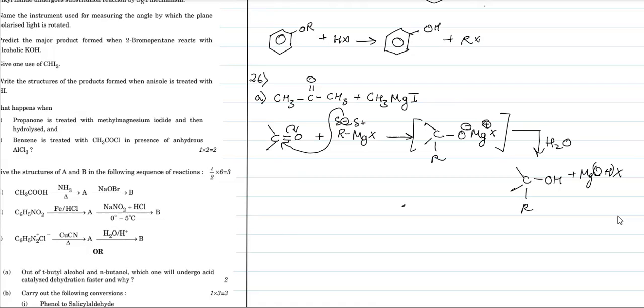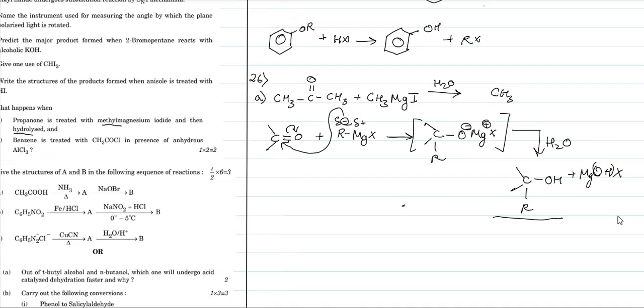And here they've mentioned that it is not only getting treated with the methyl magnesium iodide, but it is also being hydrolyzed. So basically they want this product, whatever is formed over here. When our ketone is reacting with methyl magnesium iodide and getting hydrolyzed, we will get an alcohol. And since this is a ketone, we will get a secondary, or yeah, sorry, you will get a tertiary alcohol.